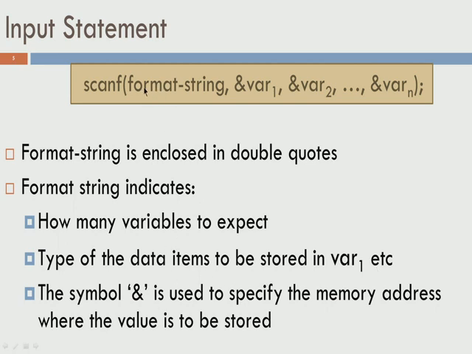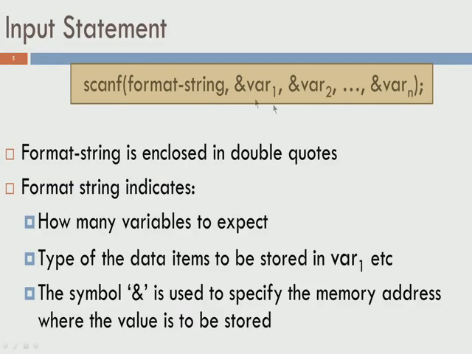So it is very similar to printf, except that you see the symbol ampersand in front of all the variables. So you have ampersand var1, ampersand var2, ampersand varn and so on. The symbol ampersand is used to specify the memory address where the value is to be stored. Remember, var1, whenever you use it directly in your program, goes to the memory location and gets the value. But in this case, scanf is supposed to take the value from the user and put it in the memory location called var1. So to do that, you put ampersand of var1. We will look at this in more detail later.